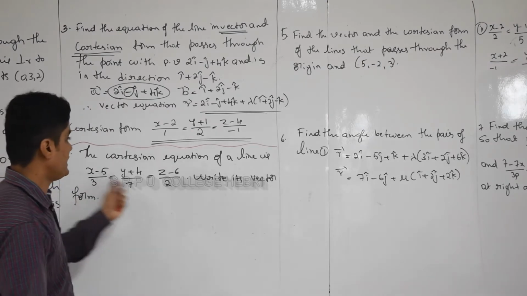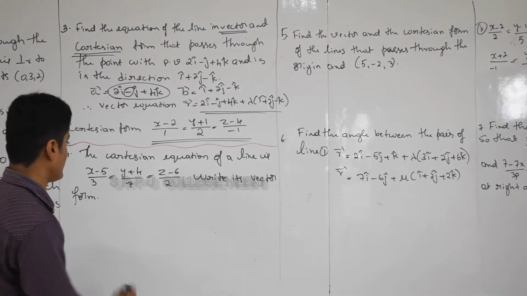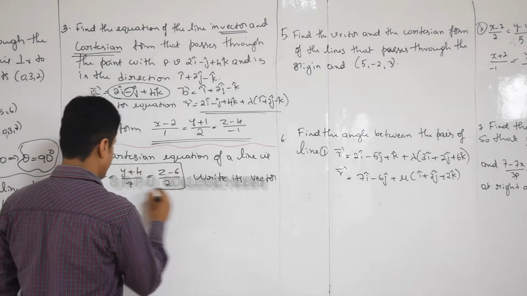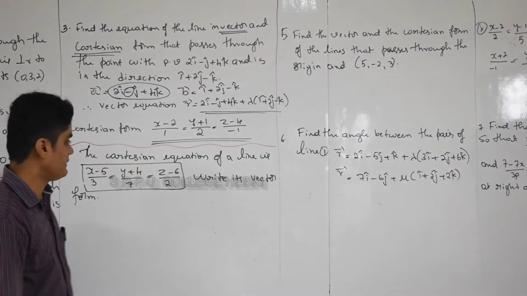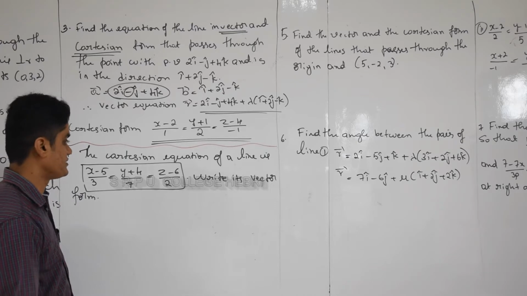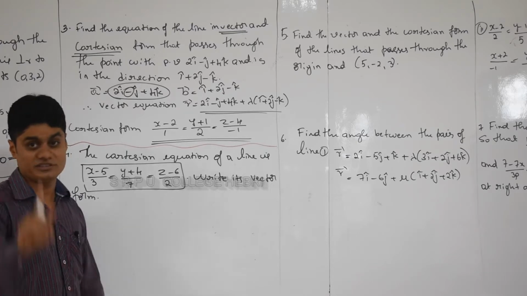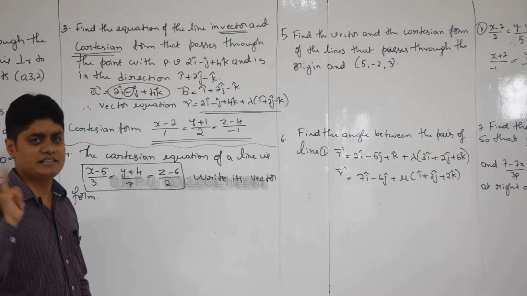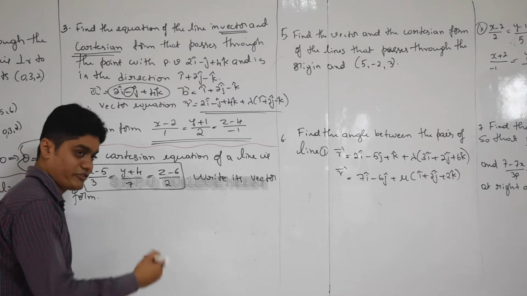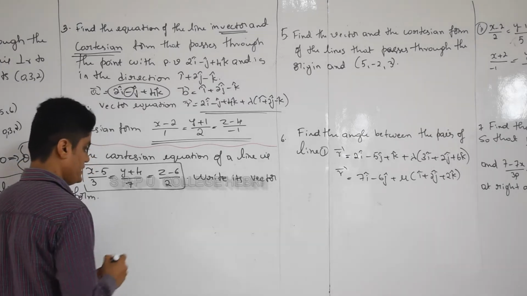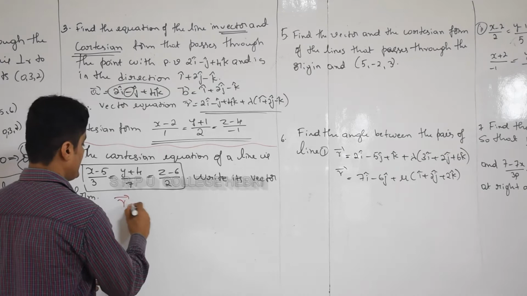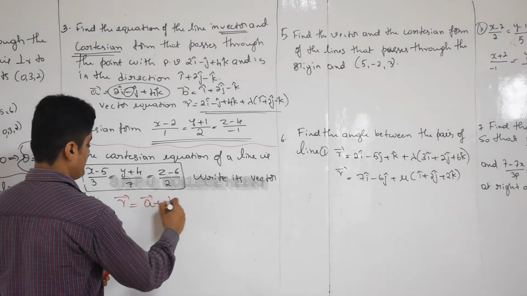Next, the Cartesian equation of a line is given: x minus 5 by 3, y plus 4 by 7, and z minus 6 by 2, and you have to write its vector form. This is a 1 mark question. Very easily you can answer this. Try along with me. See, first the formula: vector r is equal to vector a plus lambda times vector b.